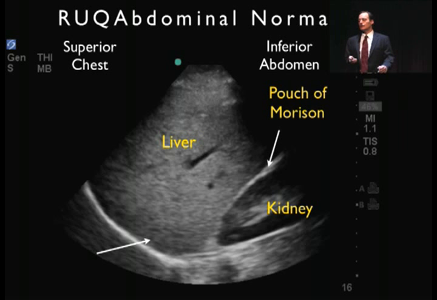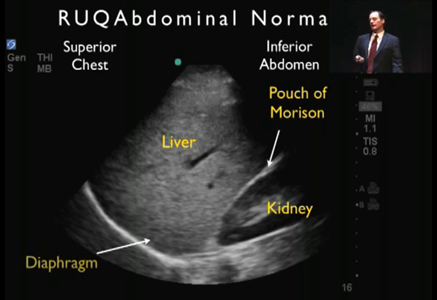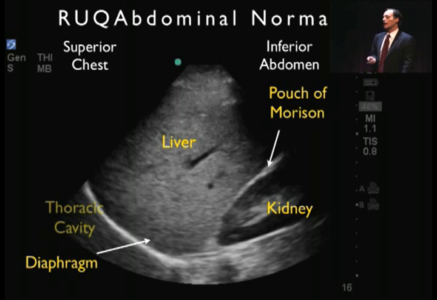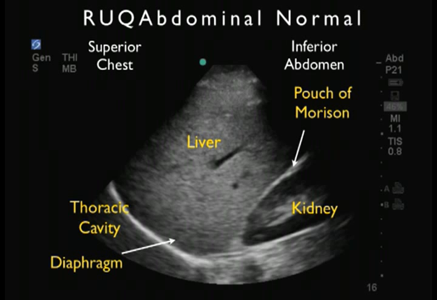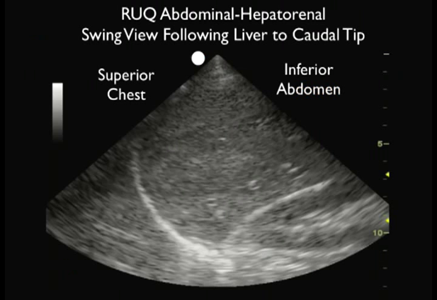Also, I call your attention to the superior aspect of this image here. You can see the curving white line, which is the diaphragm. Okay, the diaphragm will be moving up and down as the patient breathes, but we can also look right above the diaphragm, looking into the chest cavity. If there's fluid up there, then that's going to be a hemothorax in the trauma patient. So here's a nice negative examination.